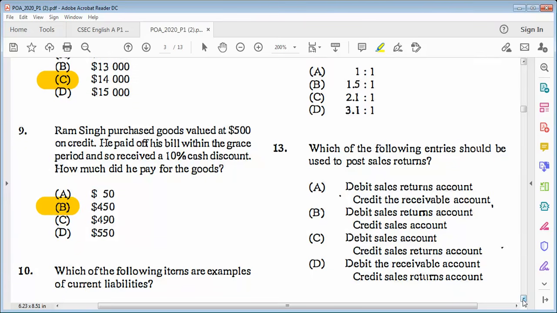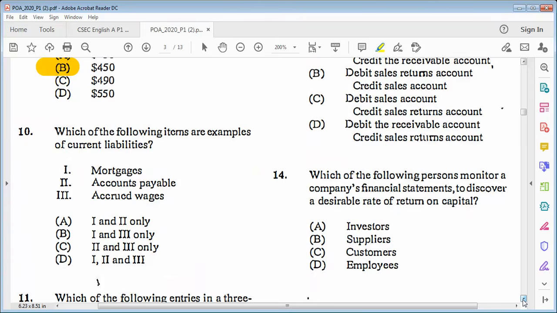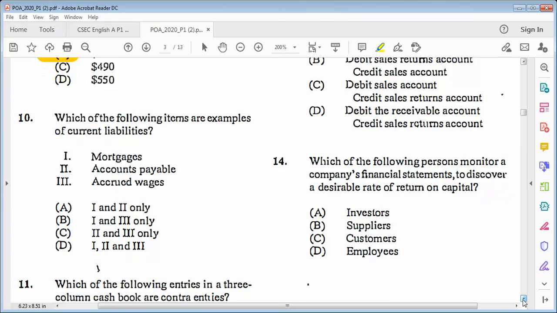Let's go on to number 10. It says, which of the following items are examples of current liabilities? 1, mortgages. 2, accounts payable. 3, accrued wages. Is it A, 1 and 2 only, B, 1 and 3 only, C, 2 and 3 only, or D, 1, 2, and 3?